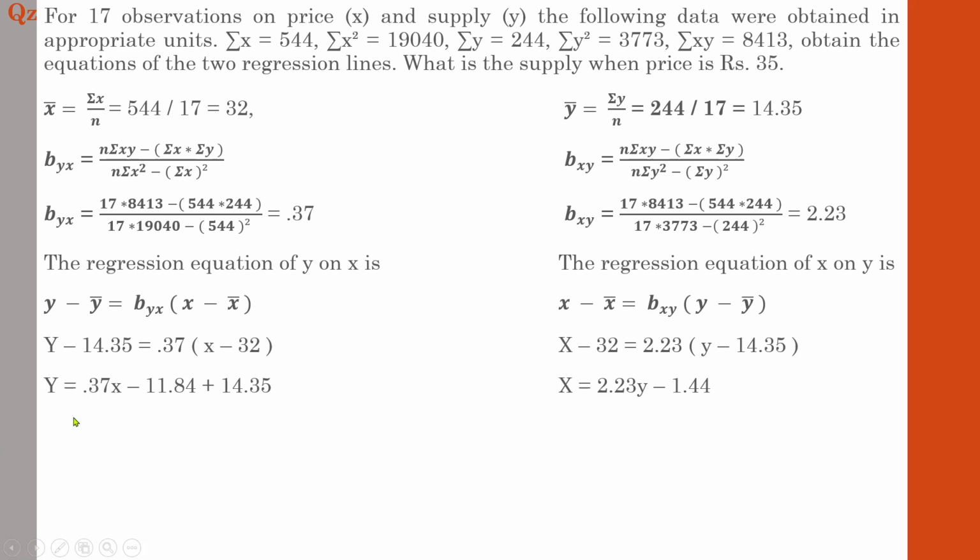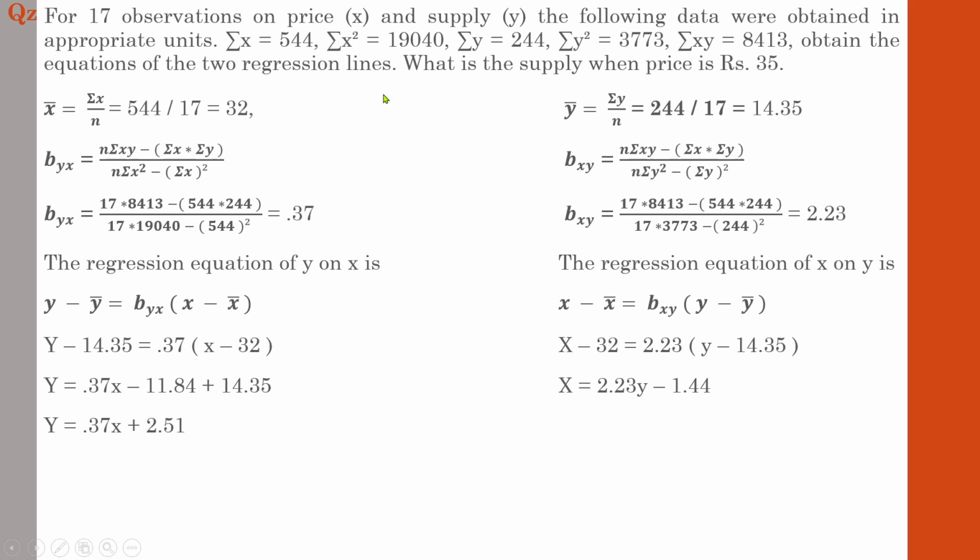So it will be like this: y equals 0.37x minus 11.84 plus 14.35. Here x will be x equals 2.23y minus 1.44, and finally you will get y equals 0.37x plus 2.51. So you have done one equation and the other equation. You have done both equations.